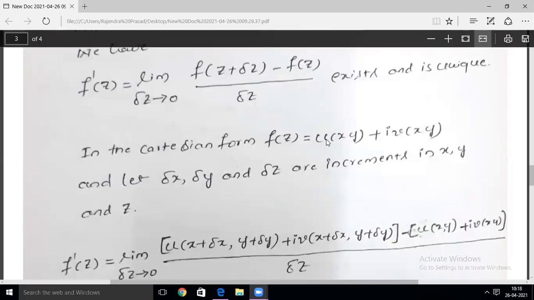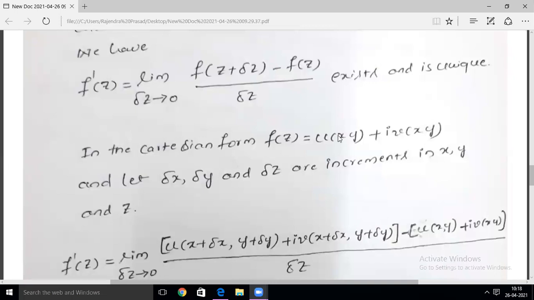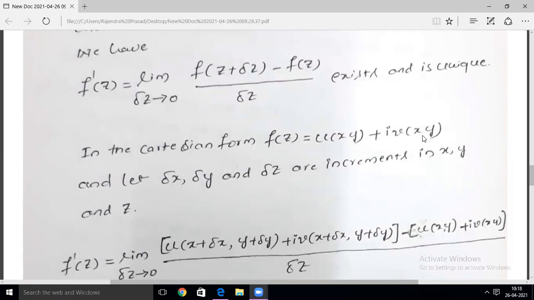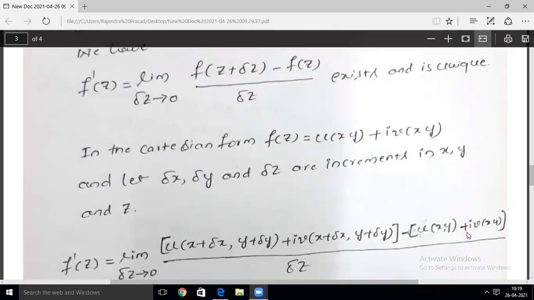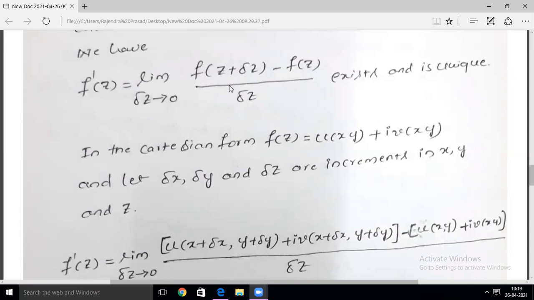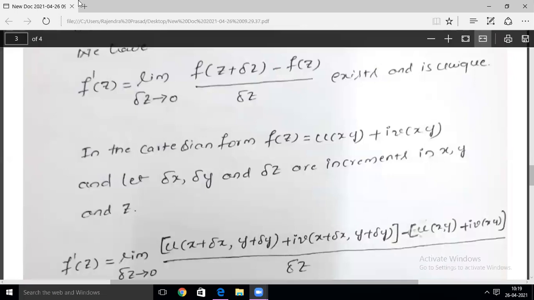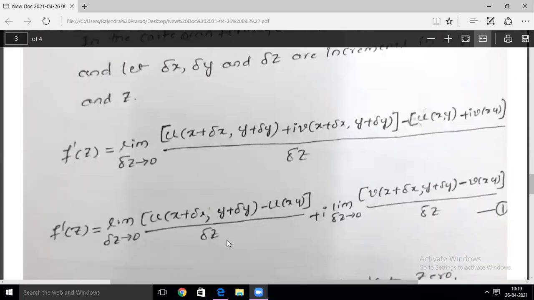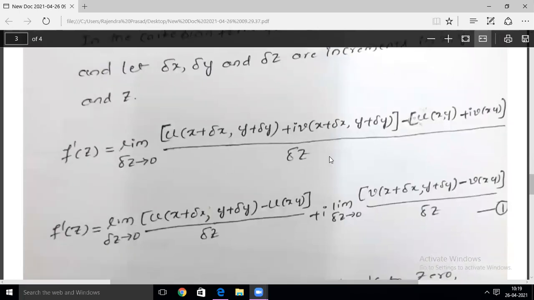So we can write here u of x plus delta x, y plus delta y plus I into v of x plus delta x, y plus delta y minus f of z. We know that f of z is equal to u of x, y plus I into v of x, y. We have to substitute f of z plus delta z and f of z in this equation, upon delta z. So that is kept as it is. Next, we have to separate here.